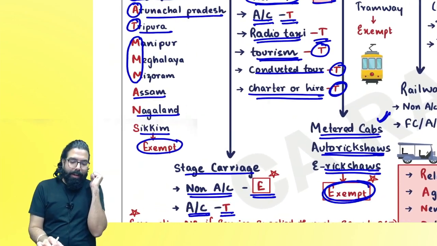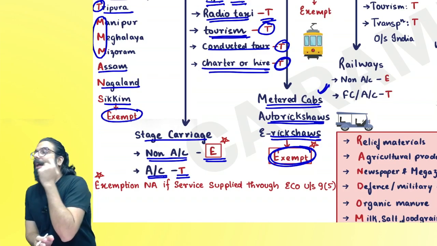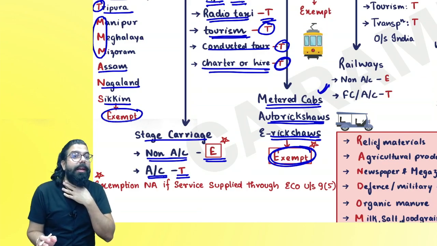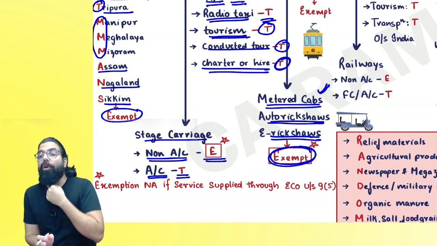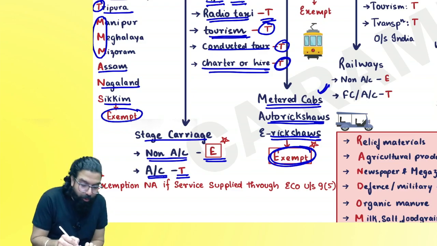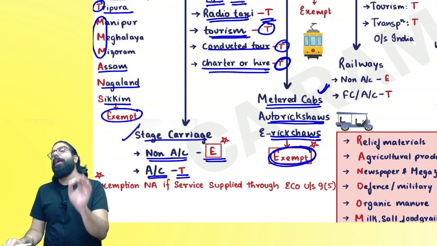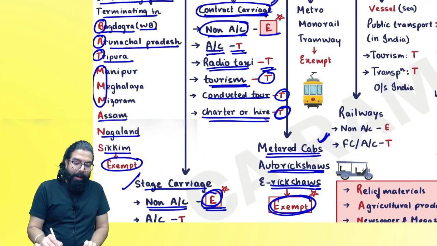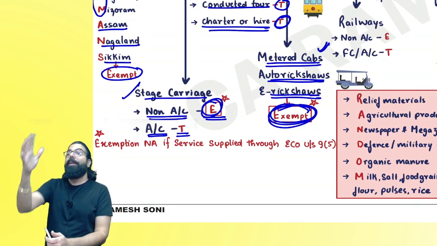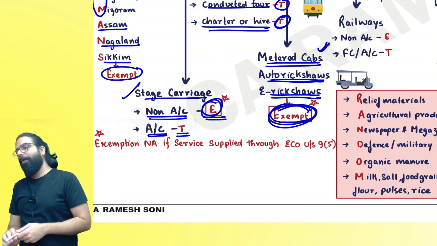Now, everyone, listen to me very carefully. You know, Ola, Uber, all these online e-commerce operators have come, and through all this, radio taxi, auto rickshaw, e-rickshaw, metered cab, you can go ahead and book now. Buses also, you can go ahead and book. Yes or no? Now, what the government is telling is, if all these services which are exempted are provided through an e-commerce operator like Ola, Uber, Redbus, etc., then the e-commerce operator will be liable. Are we clear, everyone?